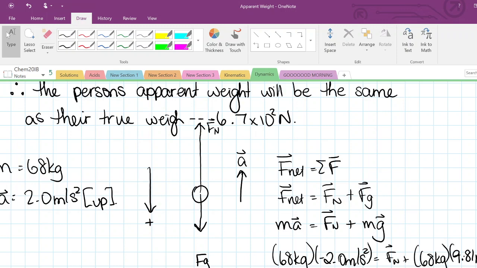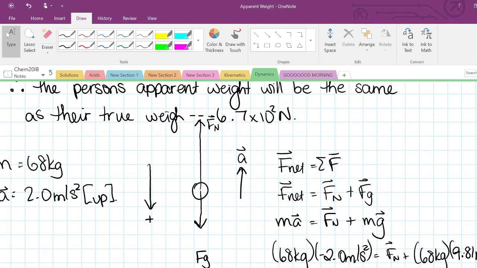Well, what that tells me is that for this particular person, therefore, their apparent weight will appear to increase to 8.0 times 10 to the 2 newtons. That's what it'll appear to be. So it'll appear like they're getting heavier.